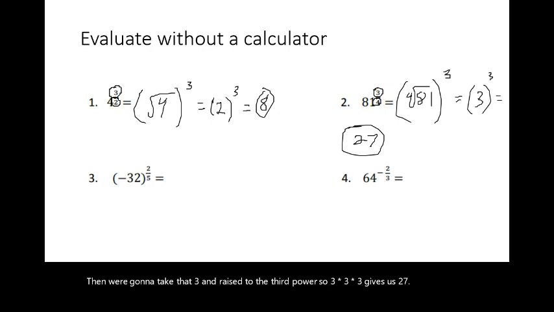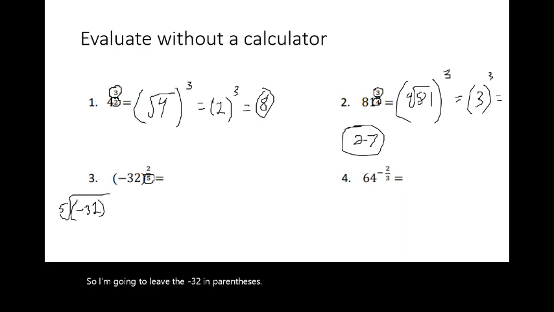And then for this next one, if there is a negative that is not in an exponent, you don't need to worry. The negative here is not in the exponent, so we don't have to worry about any fractions or anything. But if the negative is in parentheses to start, it does need to stay in parentheses throughout. So I'm going to leave the negative 32 in parentheses. The denominator is the index on your radical. So we have a fifth root of negative 32. Then the power that we raise it to is the numerator, so then we're going to square it.